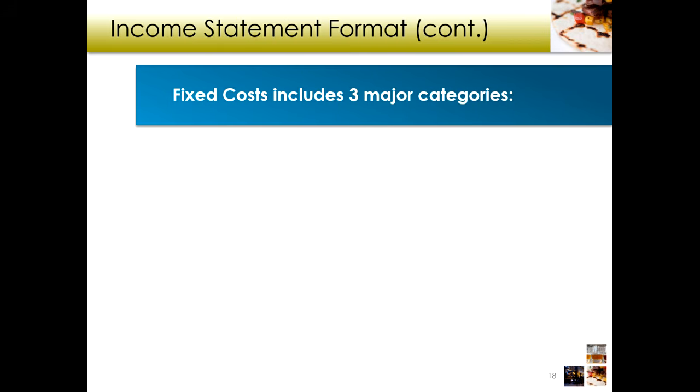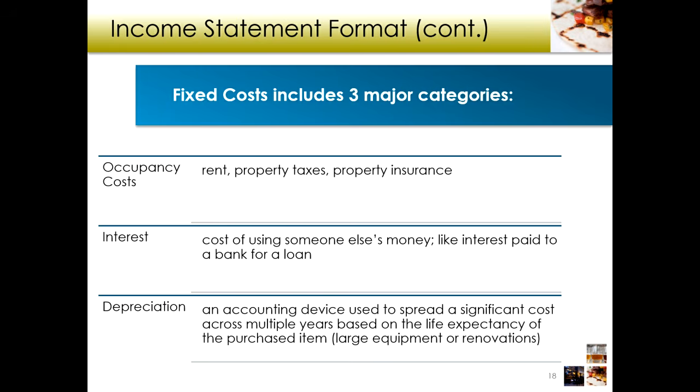You might be able to renegotiate your lease from year to year, but your rent doesn't change from month to month. Interest. So interest is the cost of borrowing money. That doesn't change if you've taken out loans or mortgages to run your business. And then depreciation. Depreciation is the last one.